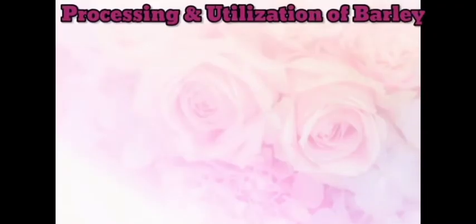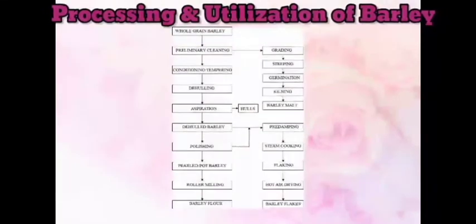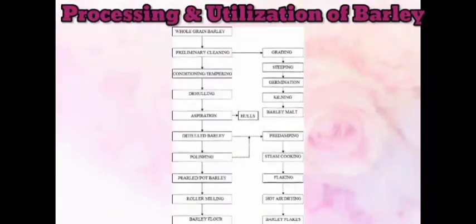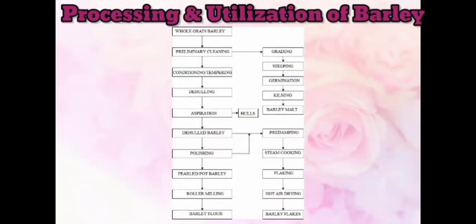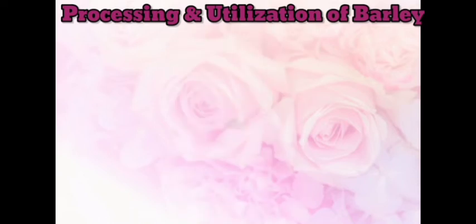Processing and utilization of barley. For processing barley, we need to take the whole barley grain and clean them. After grading, steeping, germinating, we will have the malted barley. And after tempering, dehulling, aspiration, steaming, flaking, drying, we will have the barley flakes. If we polish the dehulled barley and mill it in the roller, then we can have barley flour.